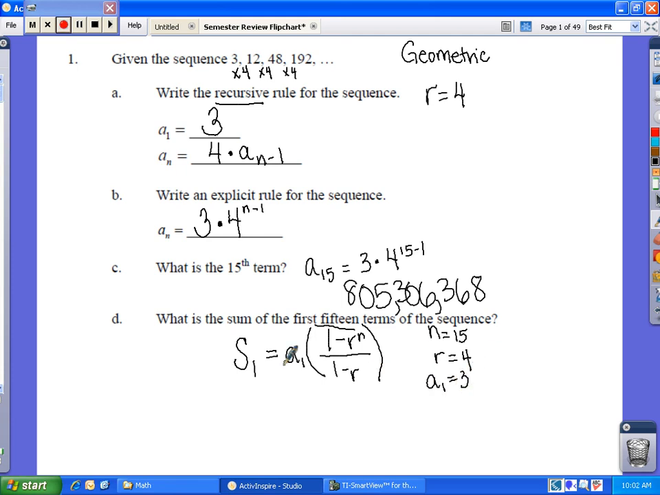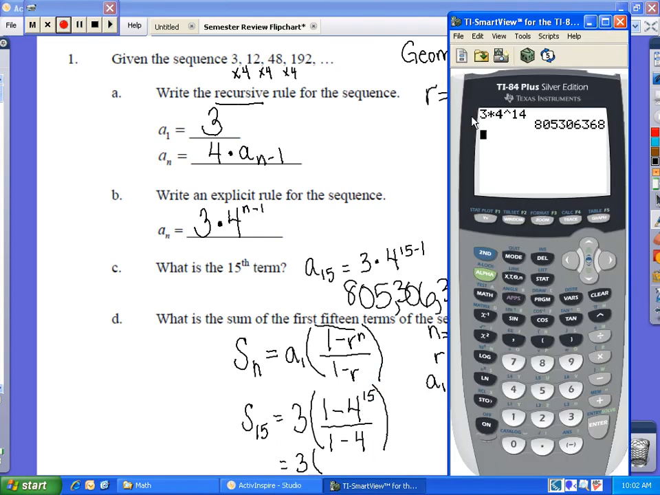So with all those values, I'm just going to substitute. So the sum of the first 15 numbers is equal to a sub 1, which is 3, times 1 minus common ratio of 4 to the n power, which is 15, over 1 minus the ratio of 4. Okay, then you're going to simplify. So that's going to be 3 times 1 minus 4 to the 15th. Well, we're going to have to use our calculator for that.